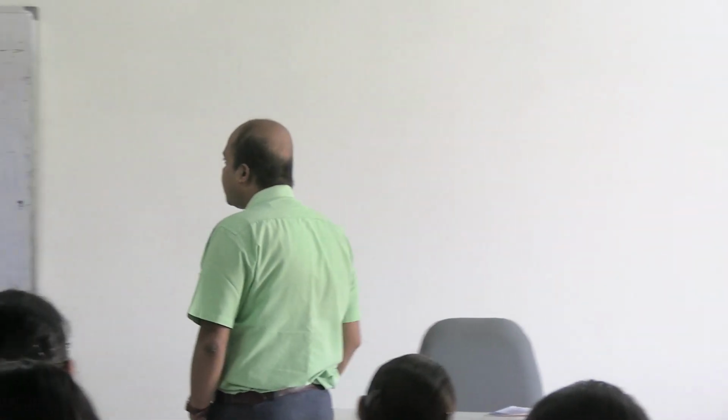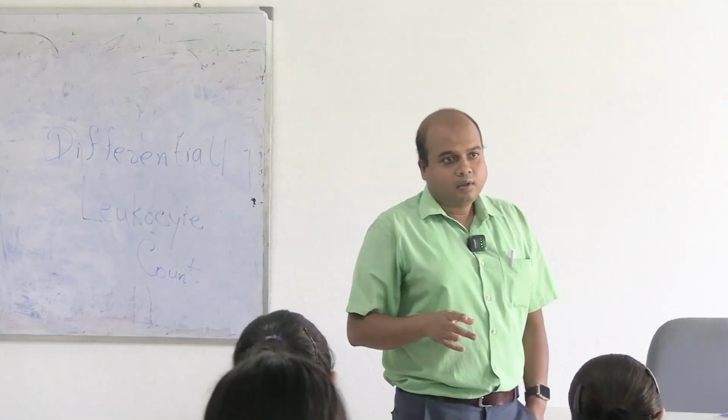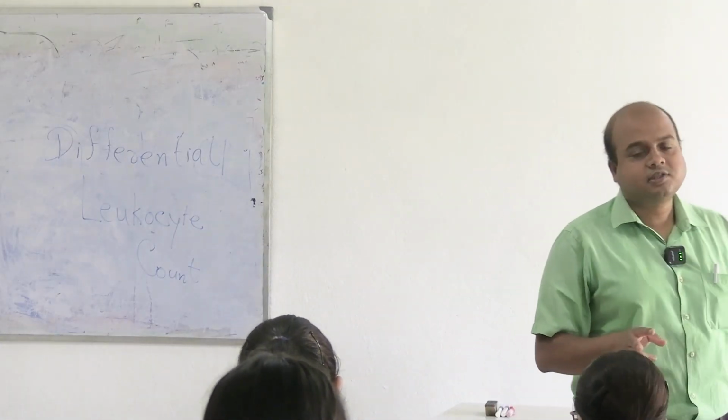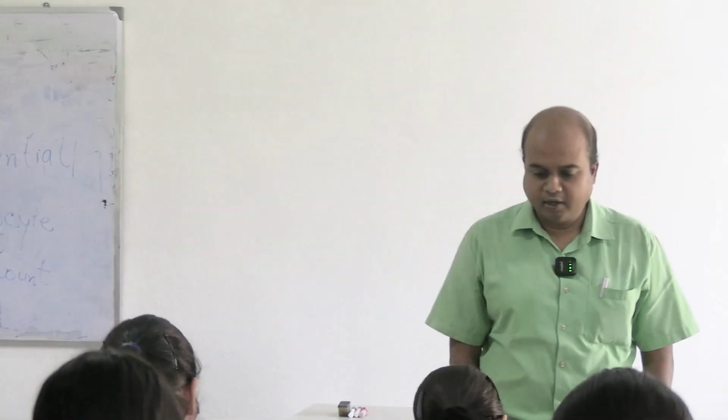If there are 10 marks allotted, you have to do this for 10 marks. One of the topics is this differential leukocyte count. So preparation and staining of blood smear, identification of cells, and differential leukocyte count. Then there are two topics, total erythrocyte count and total leukocyte count. These are two separate topics under hematology.